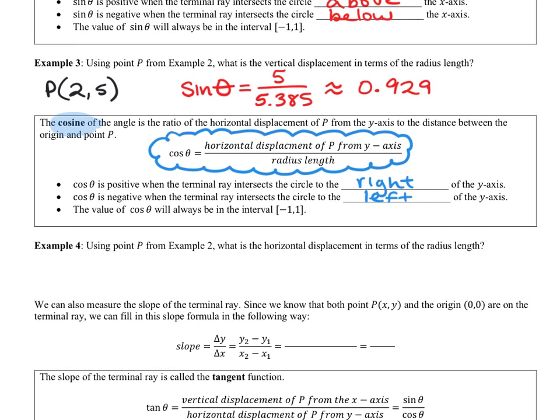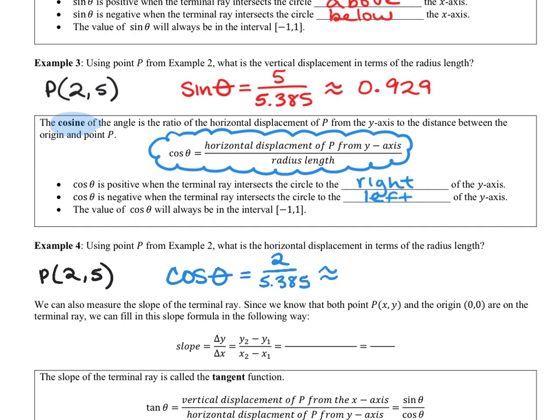So again, we're still going to be using the point P from example 2, which was (2, 5). What is the horizontal displacement in terms of the radius length? AKA, what is the cosine of that theta? Okay, for this one, we want horizontal displacement over the radius length. What's the horizontal displacement here? 2. And my radius has not changed because we're using the same circle, so it should be the same radius the whole time. It's going to be 5.385.